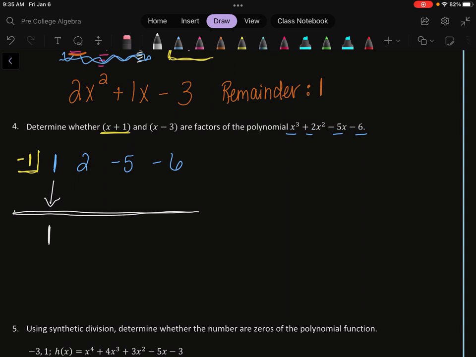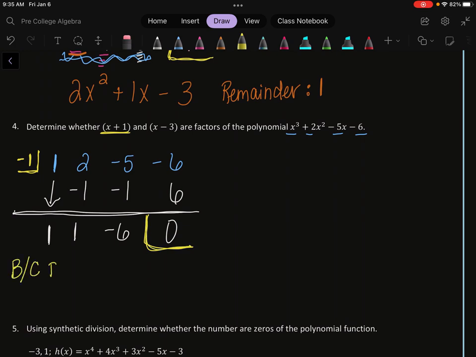So I'm not going to use my colors. We should hopefully be in the understanding of what happens now. I do 1 times -1, which is -1. And then I add those. So 2 plus -1 is 1. And then I do 1 times -1, which is -1. And -5 plus -1 is a -6. And then -6 times -1 is +6. That is 0.